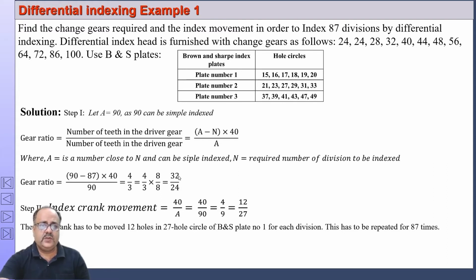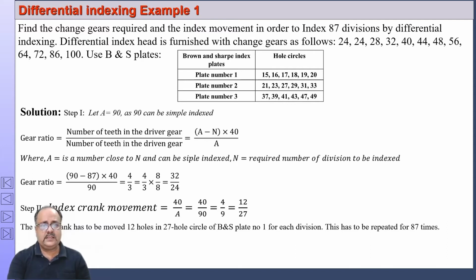This is a simple gear train. The driver is 32: 32 teeth will be fitted to the spindle, and 24 teeth will be fitted to the bevel gear pinion shaft.